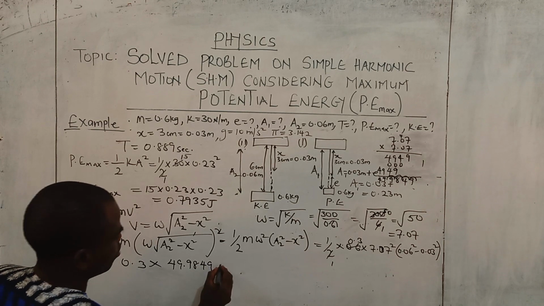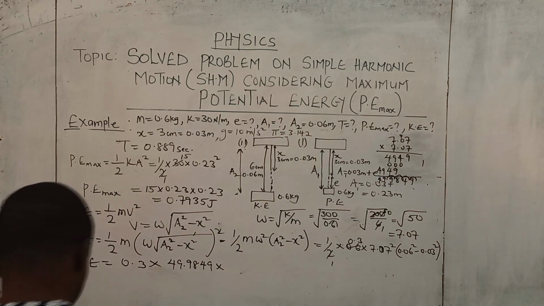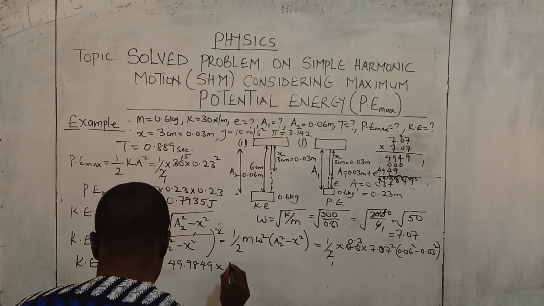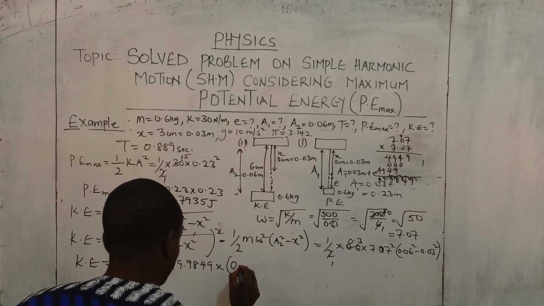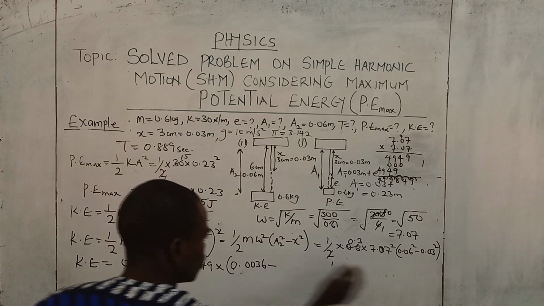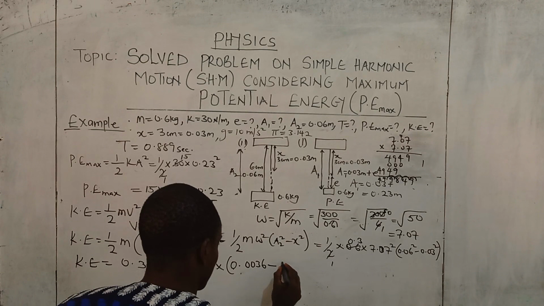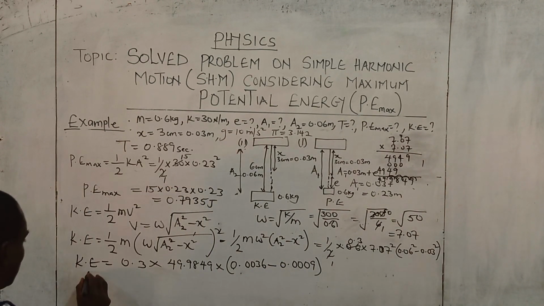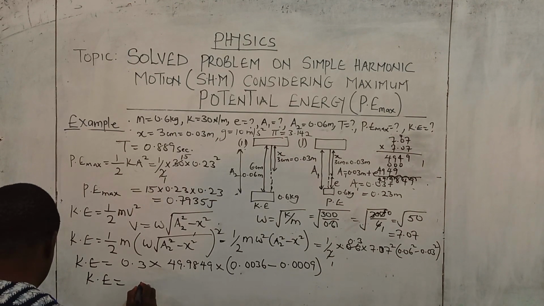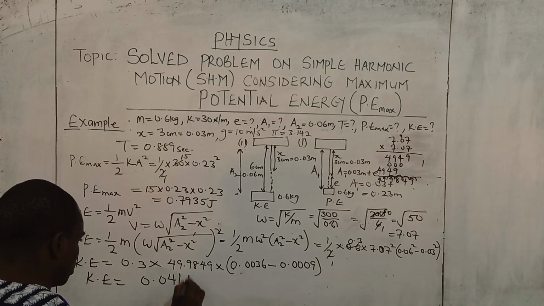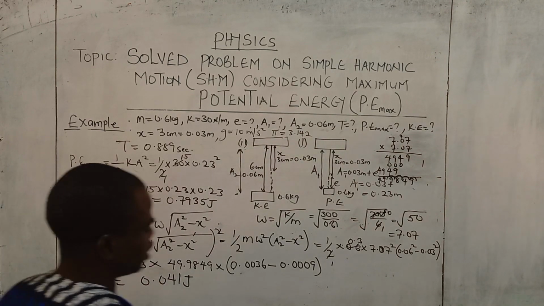49.9849. Multiply by 0.06. When you multiply it twice, like the way you did it here, you have 0.0036 minus 0.03 squared, 0.0009. Kinetic energy now, when you multiply them, you have 0.041 joules. That's the kinetic energy.